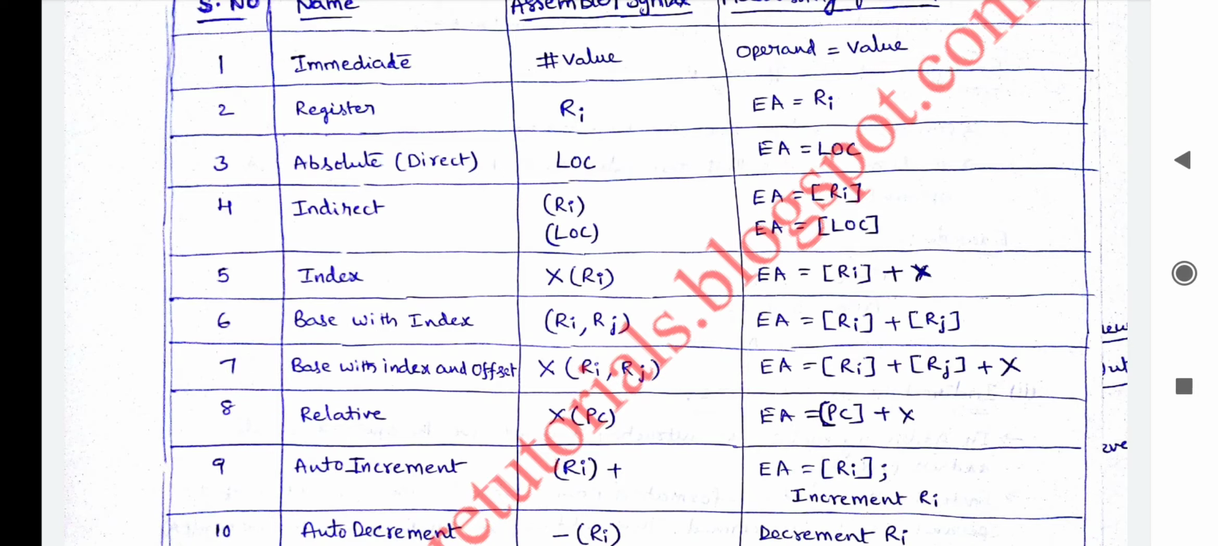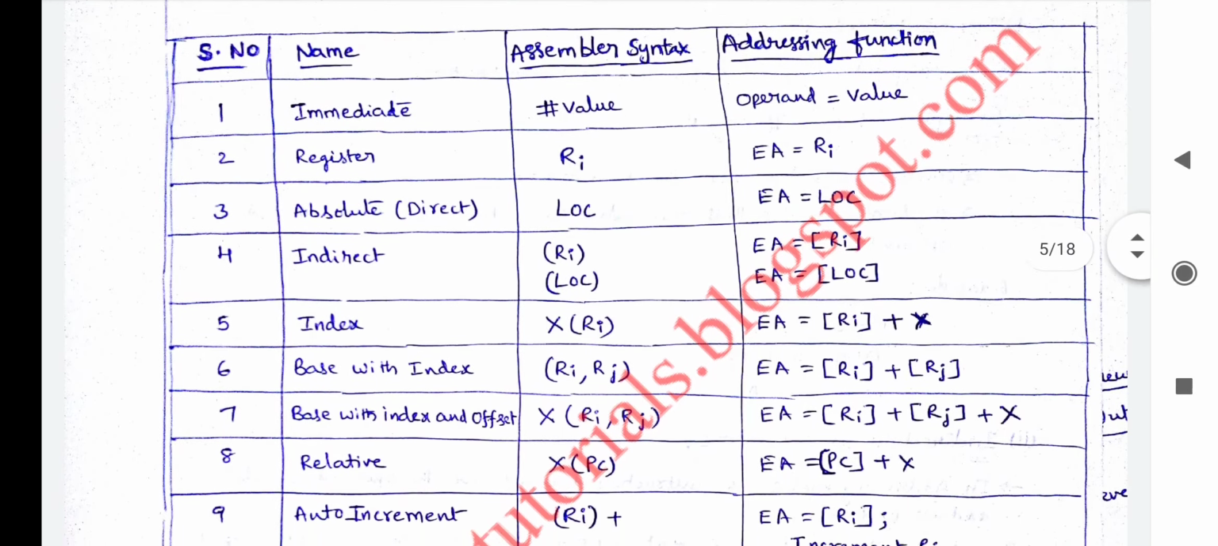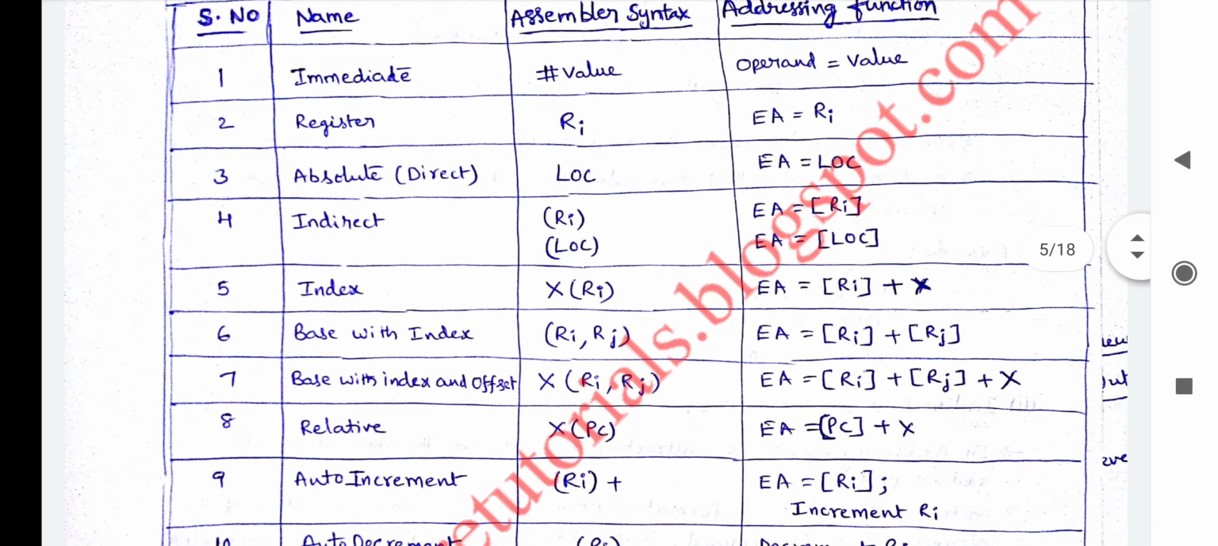Here, instead of looking at names or something, we are looking at operands, where the operands are placed in main memory. How can we represent those addresses in different ways? These are called addressing modes.